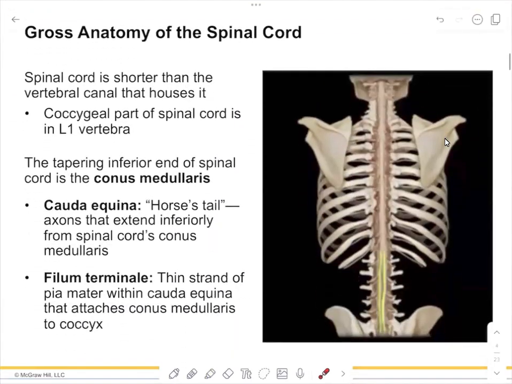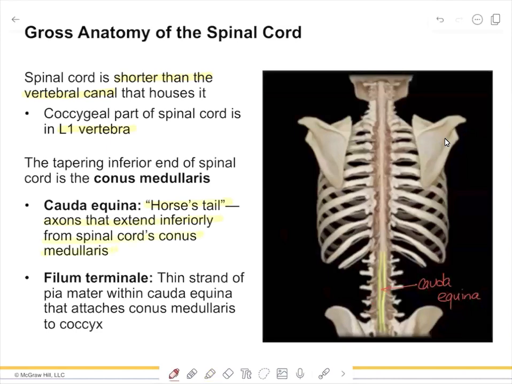The spinal cord itself is actually shorter than the vertebral column, and the coccygeal part of the spinal cord is in the L1 vertebrae. So in this image to your right here, what you're seeing is an image of the spinal cord, and the area that is beneath the spinal cord is called the cauda equina, and it's called this because it's at the caudal end, and it also resembles a horsetail. It's axons that extend inferiorly from the spinal cord's conus medullaris.